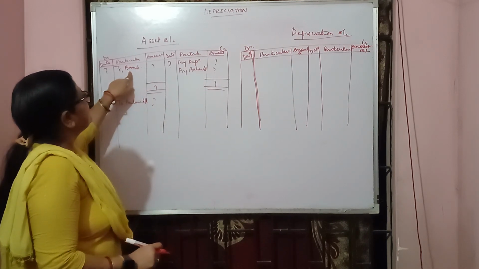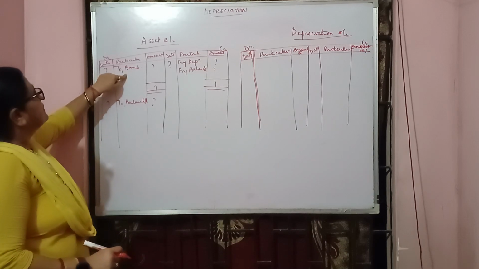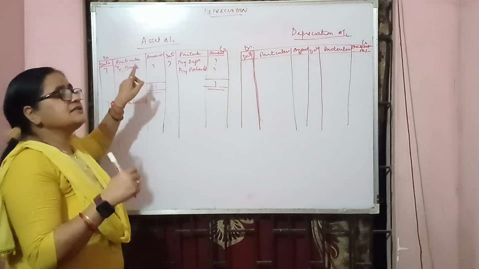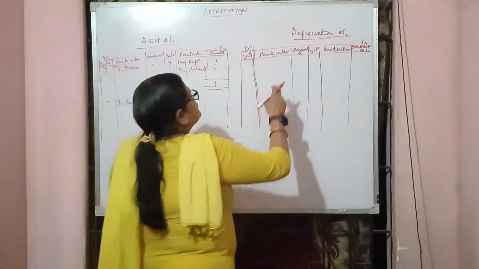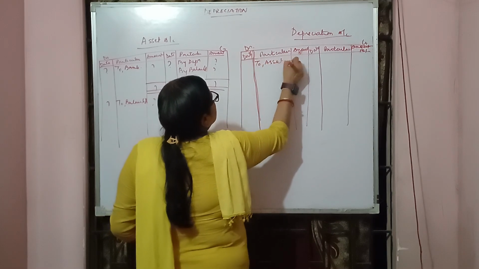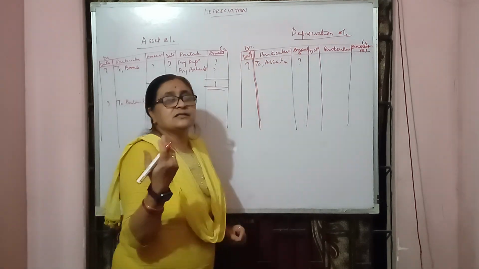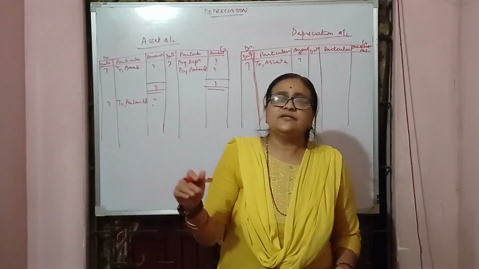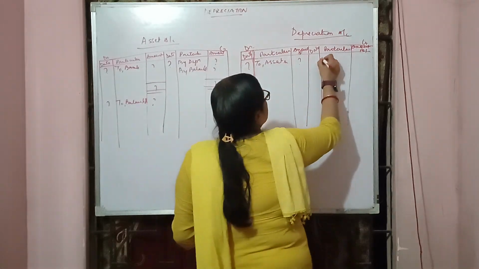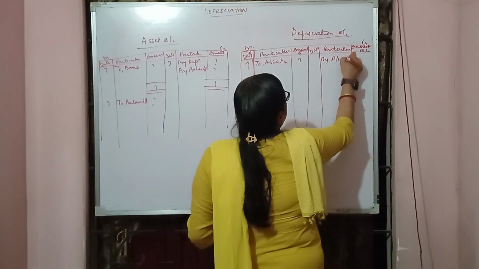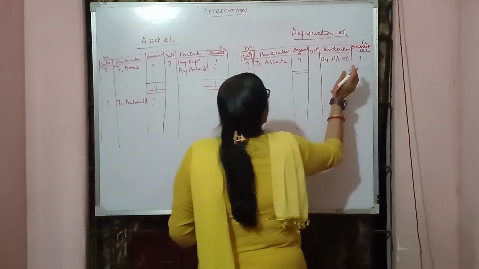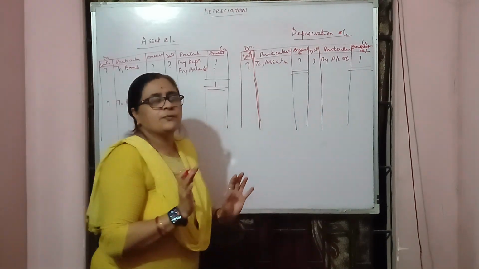Now in this year, what is the entry? Asset account debited to bank account. Then the entry was depreciation account debited to asset account. So depreciation is debited to the asset account, and then it is closed by transferring to the P&L account. The entry will be P&L account debited to depreciation account. So in the depreciation account it will be by P&L account. There is the same amount and it will be closed. Every year, at year ending, it will be closed.